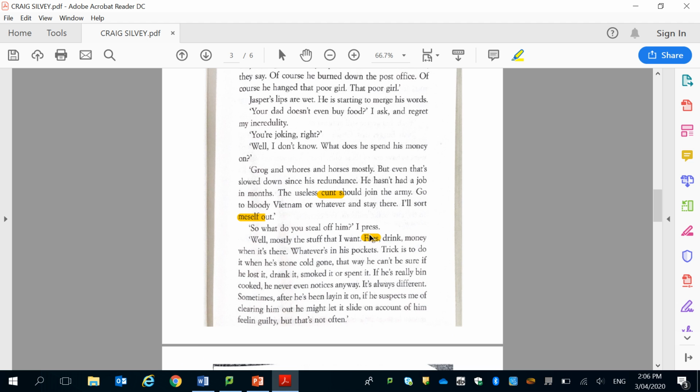Obviously, fags in this context is a slang term for cigarettes.